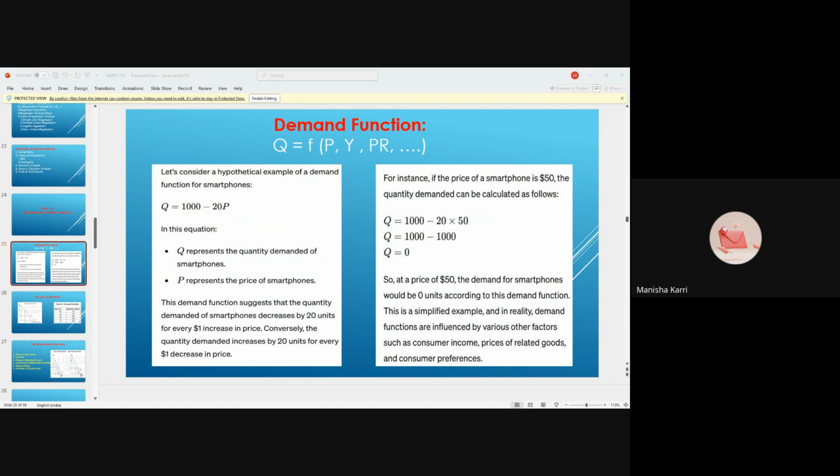Here you can see one example of these demand functions. Please go through it. Take a screenshot of this example. Later, by applying this formula, you can go through this problem.